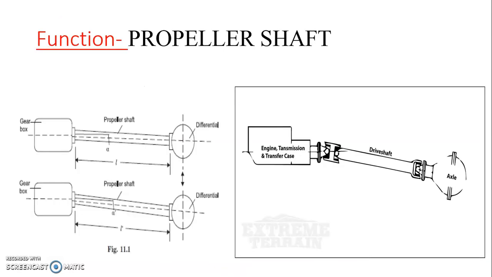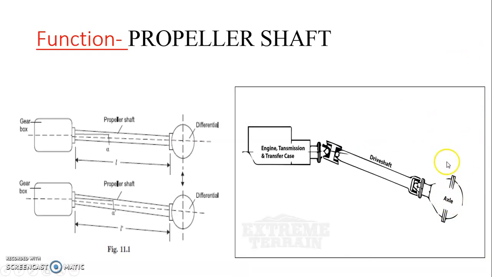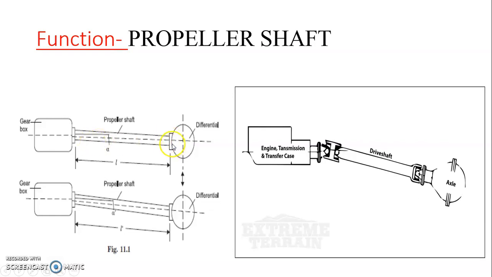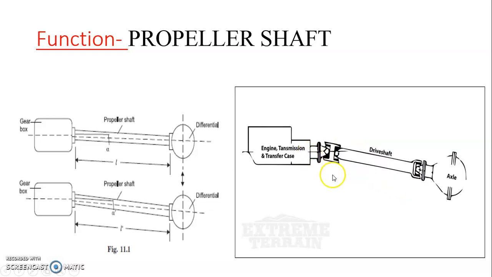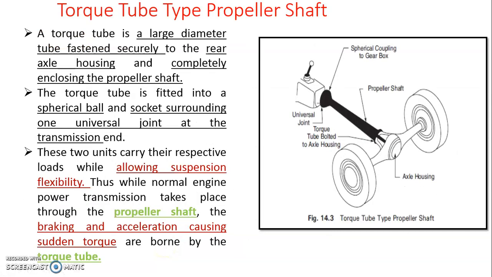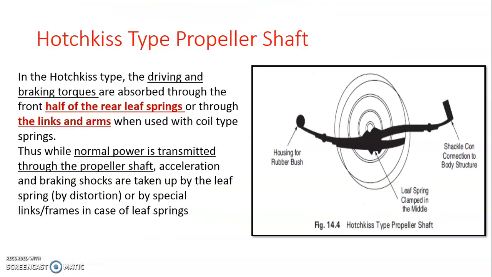We saw this in the last lecture in animation: there is up and down motion of the differential due to uneven road surface, while the gearbox end and the differential end are fixed. There is only scope for adjusting the length and the angular position, where two universal joints are used and one slip joint arrangement is there. We have also seen there are two types of propeller shaft: first, the torque tube type, and second, the Hotchkiss type. Already we have discussed this.